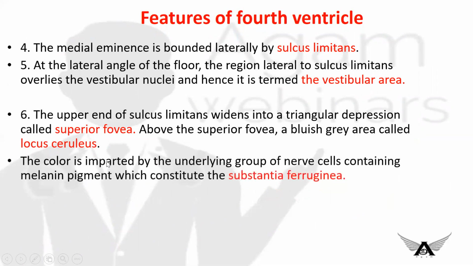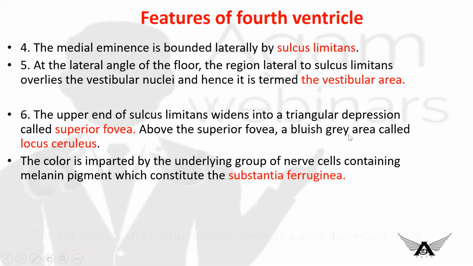Why is it bluish gray? The color is imparted by the underlying group of nerve cells containing melanin pigment, which constitutes the substantia ferruginea. See, ferruginea, don't think that it contains some iron. It is substantia ferruginea, and it contains the melanin pigment. You know the melanin pigment. The melanin pigment in the underlying group of nerve cells gives the locus coeruleus its bluish gray color.